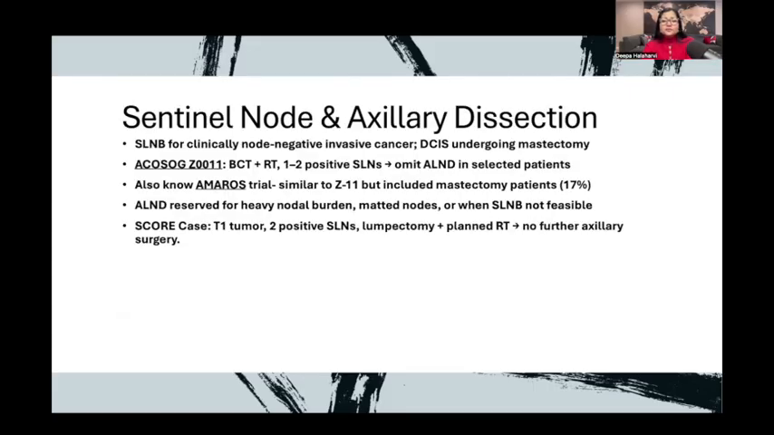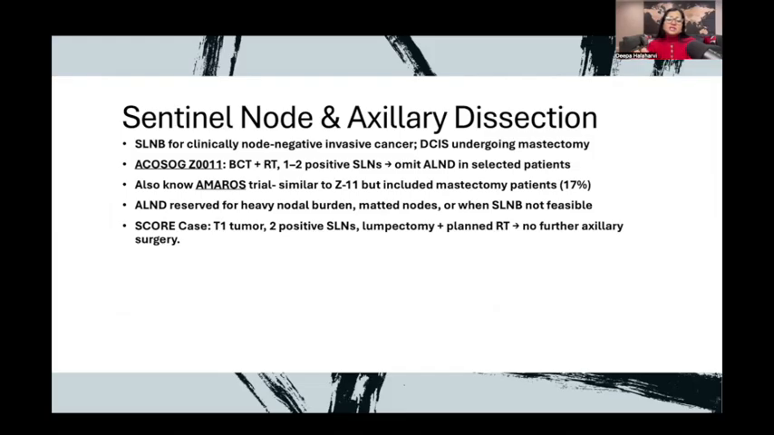Sentinel node. Z11 keeps coming up. It's now an old study, over 10 years now. So these are the patients that have 1 to 2 positive lymph nodes, non-palpable. If you go to surgery, they are getting lumpectomy. You can omit axillary lymph node dissection.